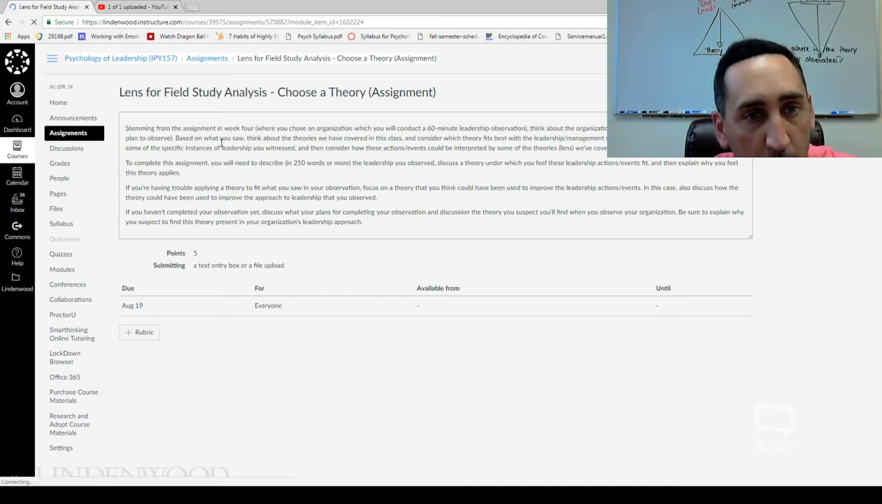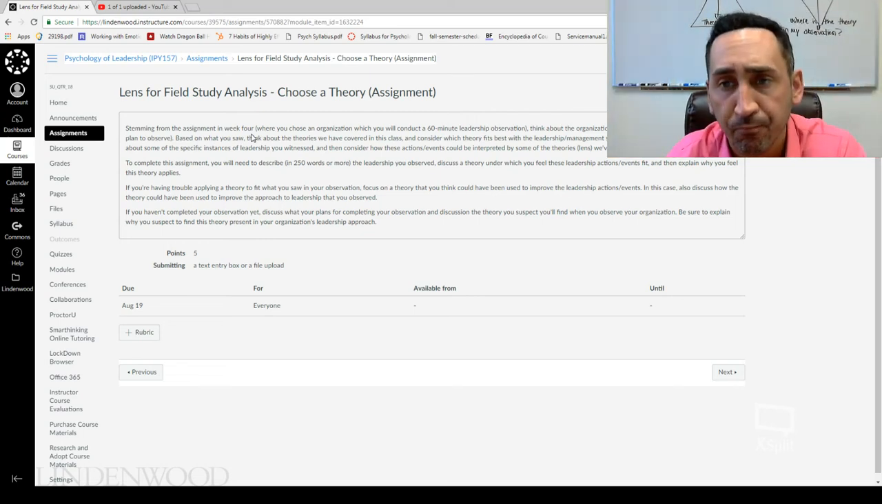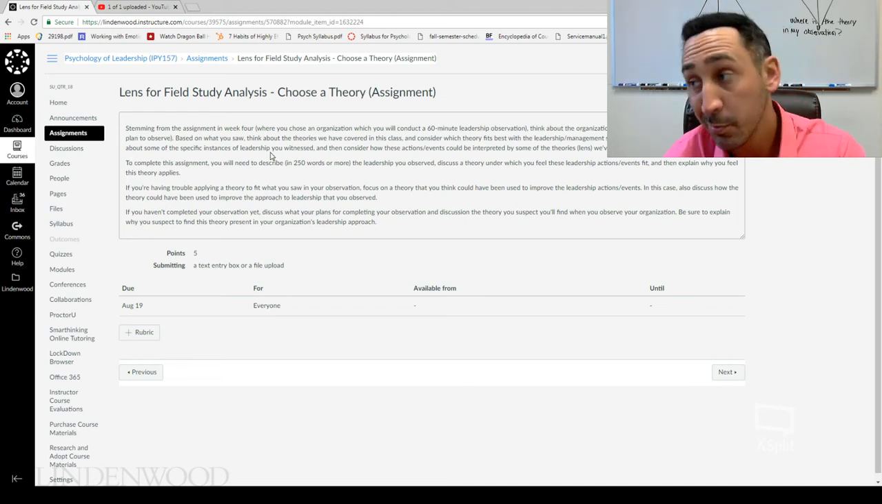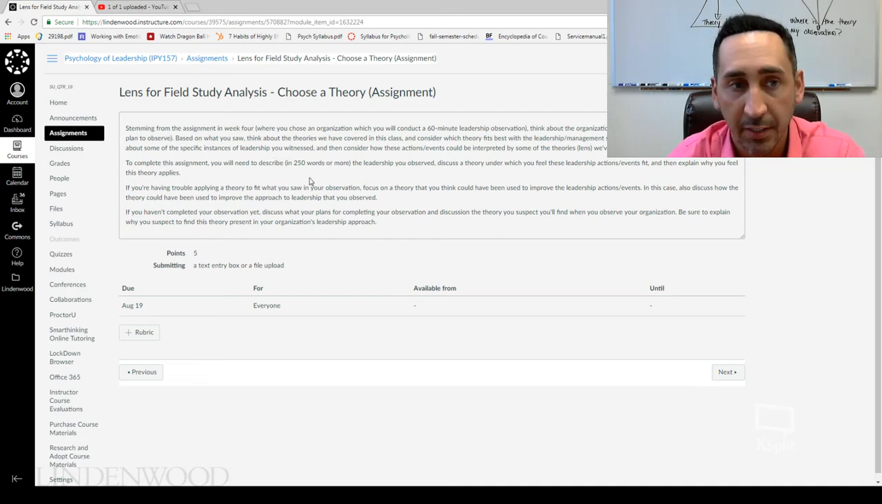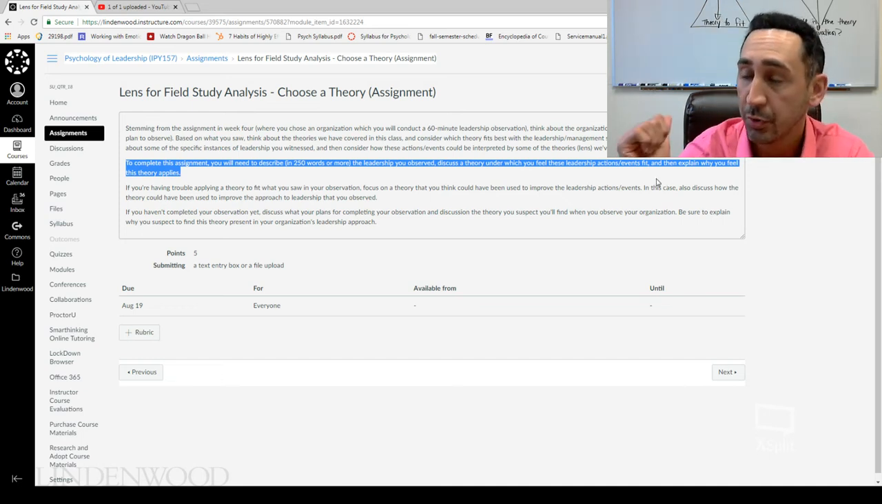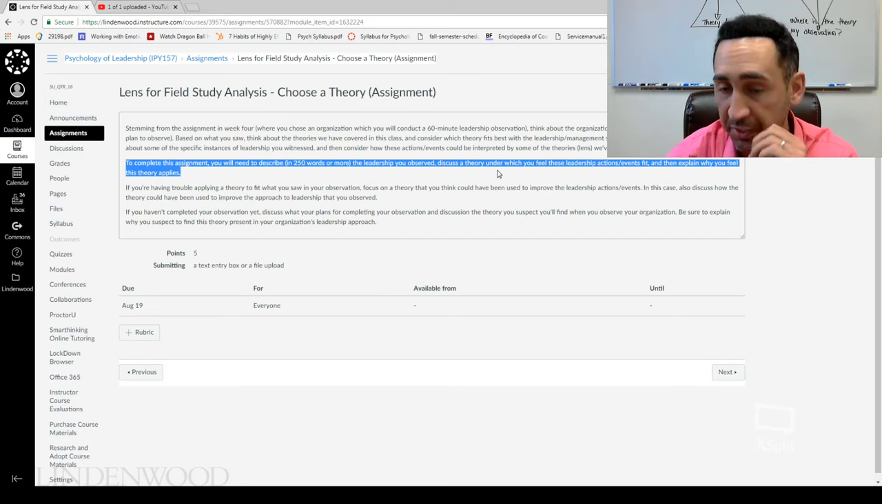So anyways, stemming from the week 4 assignment where you chose the organization that you're going to use for your observation, I want you to think about the organization that you observed or you're going to observe, and then based on what you saw or what you hope to see, think about the theories we covered in class. Basically, to complete this assignment, describe in 250 words or more the leadership you observed, discuss a theory under which you feel these leadership actions could fit, and then explain why you feel these theories apply. Now again, that's if you do the inductive research.